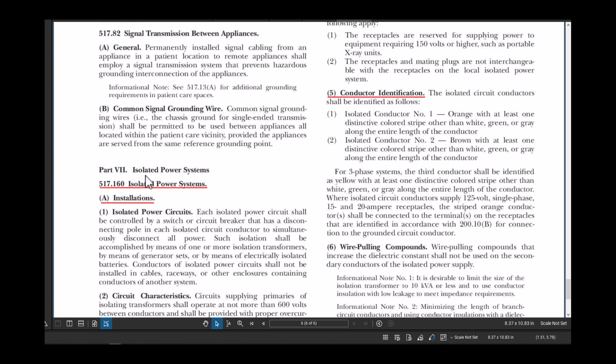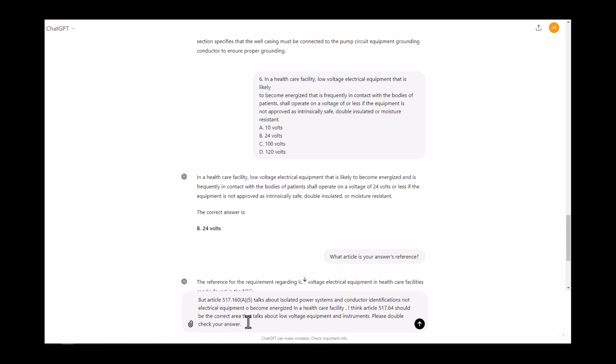517.160(A)(5), which talks about isolated power systems and especially conductor identification, and I try to help ChatGPT to give me the correct answer. I said the article which ChatGPT referred us to talks about isolated power systems and conductor identification, not electrical equipment to become energized in a healthcare facility. I think article 517.64 should be the correct area that talks about low voltage equipment and instruments. Please double check your answer.